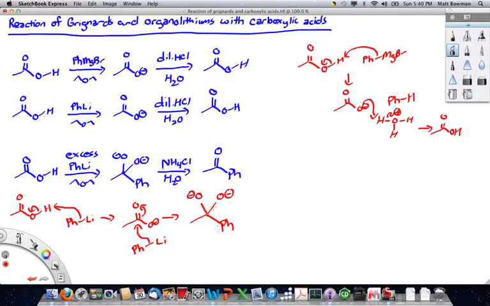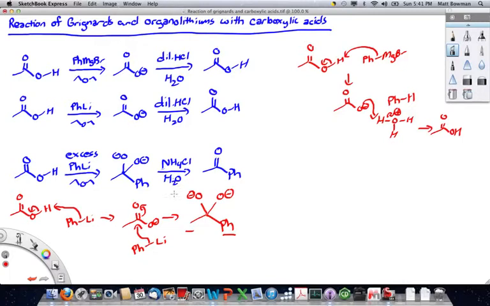Now, this O minus cannot come down and kick off this phenyl group or this methyl group because that would result in a C minus, and C minuses are much more basic than O minuses are. It also can't kick off this O minus here because then you get an O2 minus, and that's really a strong base. And so this is essentially stuck until you add your acid workup step.